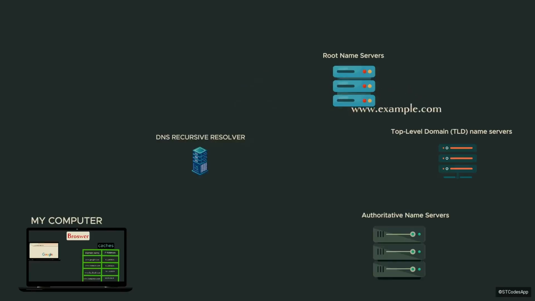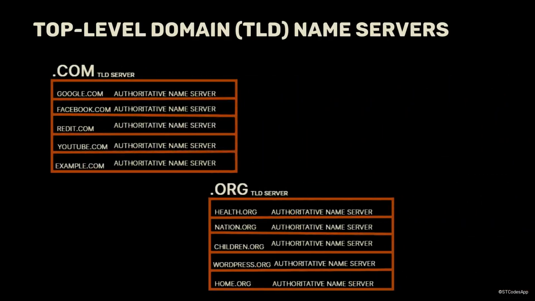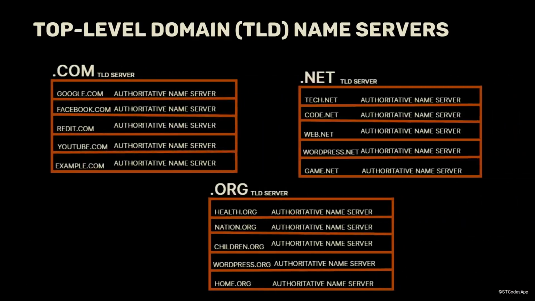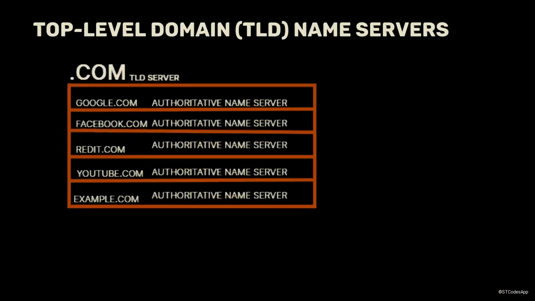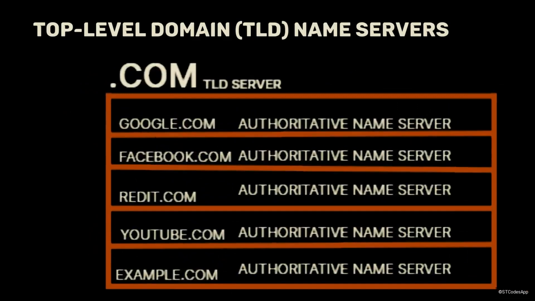4. Top-level domain, TLD, name servers. TLD name servers are responsible for managing domains within a specific top-level domain, for example, .com, .org, .net, .uk, and .us. They do not store the IP addresses for individual domains, but know the authoritative name servers for each domain within their TLD. For instance, the .com TLD server knows the authoritative name servers for example.com, but does not know the IP address for www.example.com.